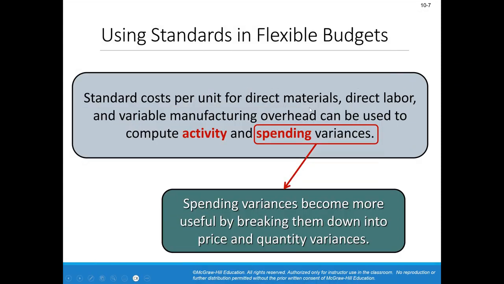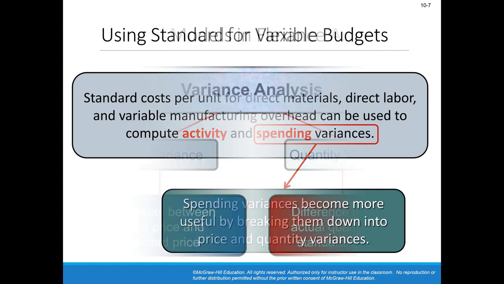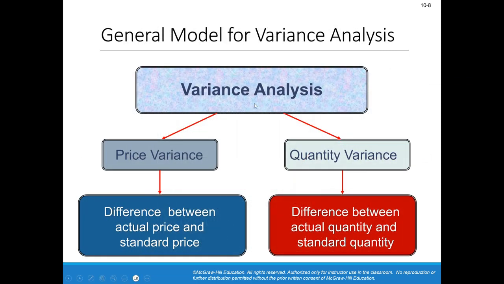So standard cost per unit for direct material, labor, and variable overhead can be used to compute activity and spending variances, just like we did in the prior chapter. So we're going to do the variance analysis, and we're going to break it down to, again, is it the price variance because we paid more or less for the parts, or is it the quantity variance? Did we use more or less of the parts? If for some reason we used 5 tires, and I don't know why we would, maybe the tire got damaged or something, then that would be a quantity variance. And the price variance would be if we paid more for each tire.